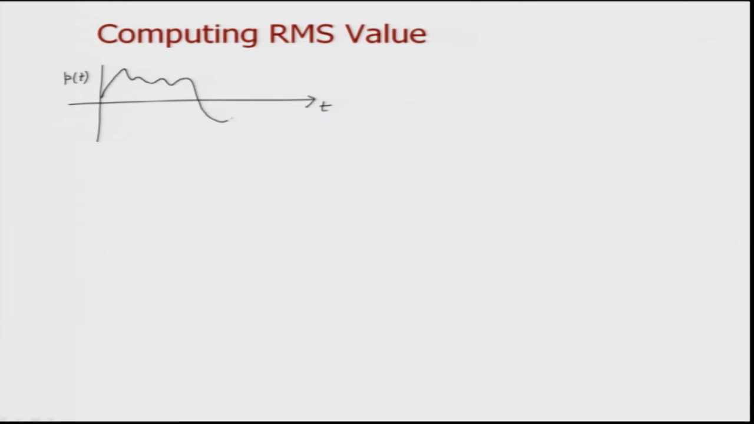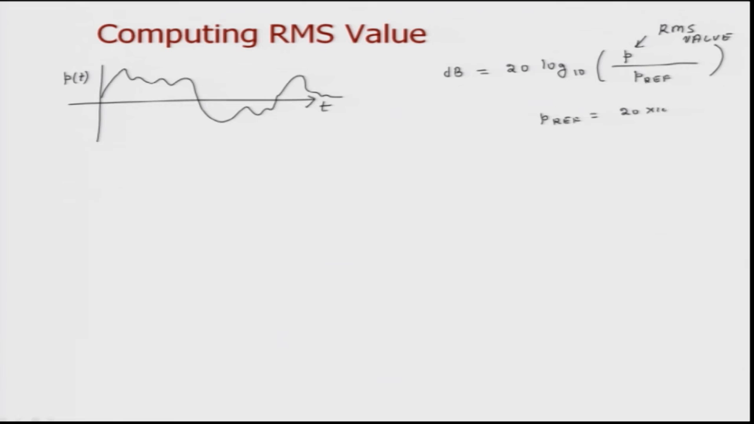So this pressure could be some graph like this. Okay. So if I have to compute how many decibels this pressure corresponds to, then we have to use this relation, decibel equals 20 log 10 P, and then this P is the RMS value, divided by P ref, and P ref equals 20 into 10 to the power of minus 5 pascals.